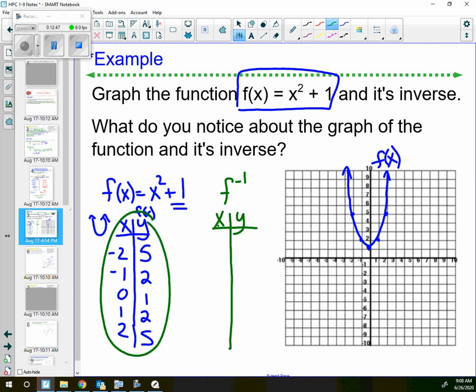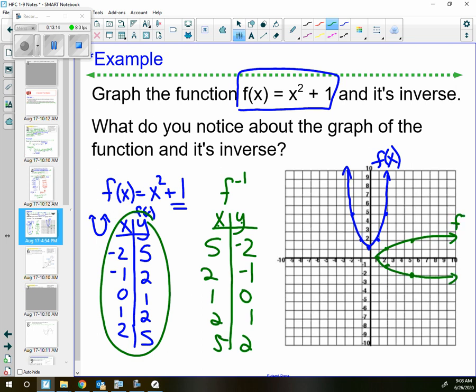Now, the x and y, or domain and range for the inverse, then would become 5, -2, 2, -1, 1, 0, 2, 1, and 5, 2. You are just switching the domain and the range of that original function. Let's graph those points and see what happens. So we have the point 5, -2. We have 2, -1. We have 1, 0, 2, 1, and 5, 2. And we get a graph that looks something like this.